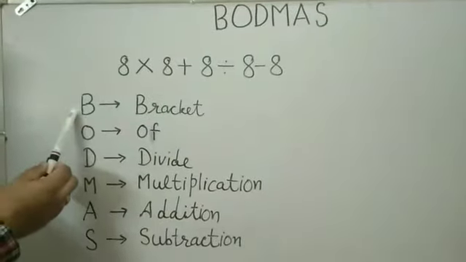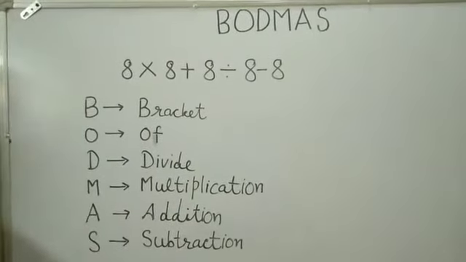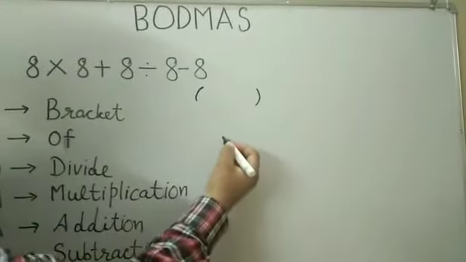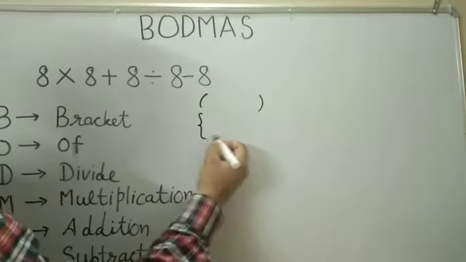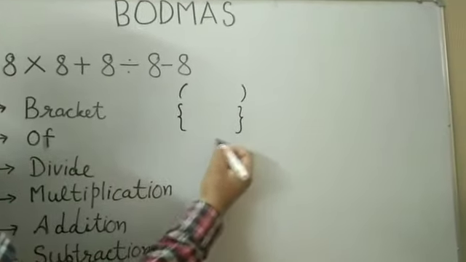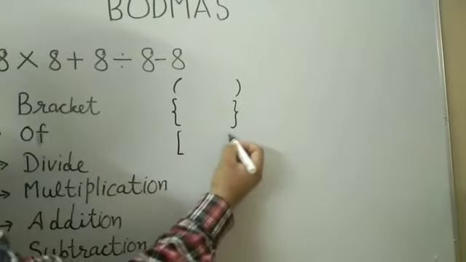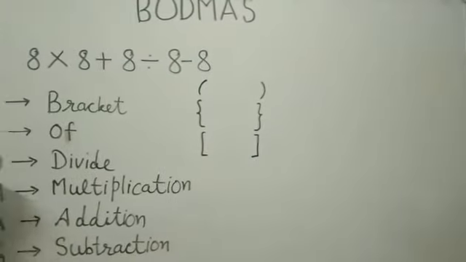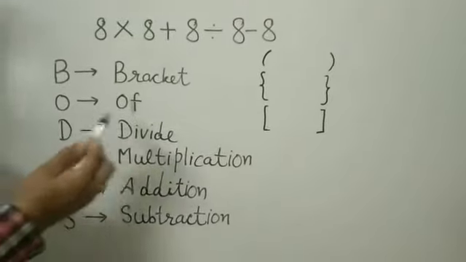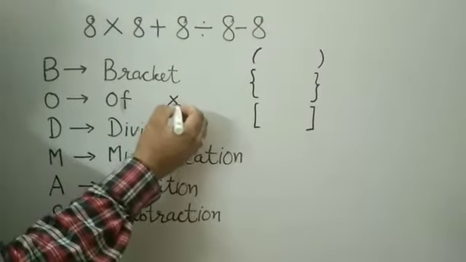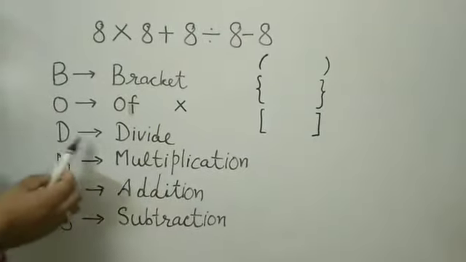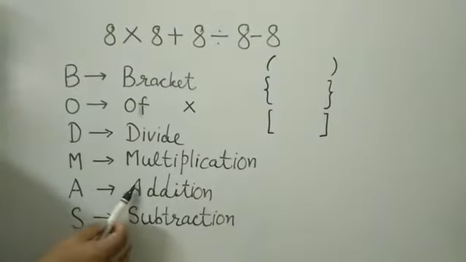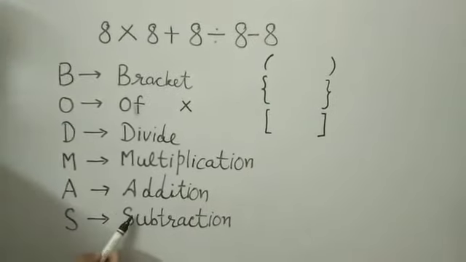BODMAS: B stands for bracket. There are three types of bracket. Very first, round bracket. The second one is curly bracket. And the third one is big bracket. Next one, O. O stands for of, which means multiplied. D stands for divide, M stands for multiplication, A stands for addition and S stands for subtraction.